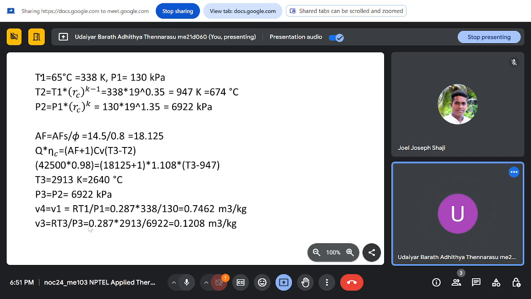Then V4 is equal to V1, and from V3 to V4 you can use the ideal gas expression to find out the volume. So at state 4 it is RT1 divided by P1. So here you will get specific volume. Substituting that, we can find out specific volume at state 1 and 4 is 0.7462, and in 3, so this we are doing to find out the cutoff ratio.